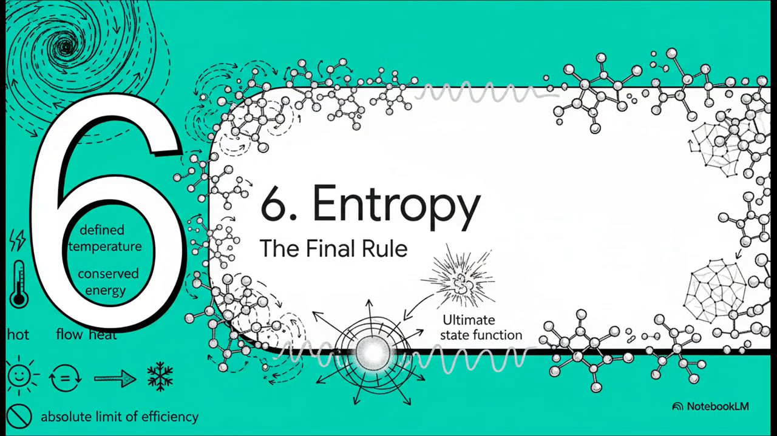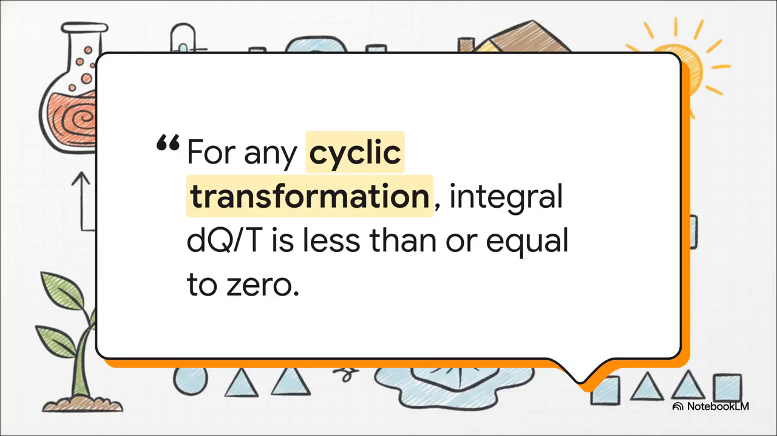Section 6, Understanding Entropy. Okay, so we've defined temperature, we've conserved energy, we've figured out which way heat flows, and we've found the absolute limit of efficiency. Now we build to the real climax of this explainer, where all these rules combine to reveal one final, ultimate state function. We start with Clausius's theorem, which is just a massive mathematical milestone. It says that for any cyclic transformation, the integral of the heat supply to a system, divided by its temperature, is always going to be less than or equal to zero over a complete cycle. The only time it ever equals exactly zero is if the entire cycle is perfectly reversible, like our trusty Carnot engine. If there's even a tiny bit of real-world inefficiency, any irreversibility at all, that value drops right below zero.